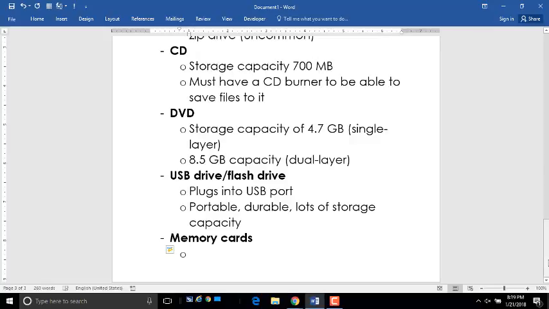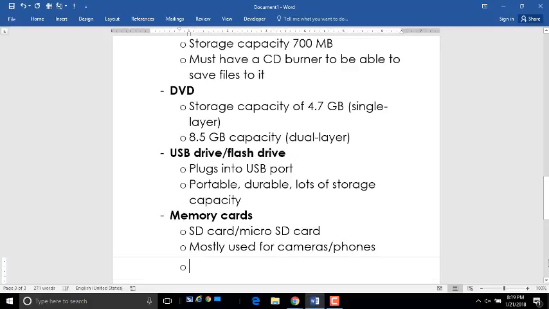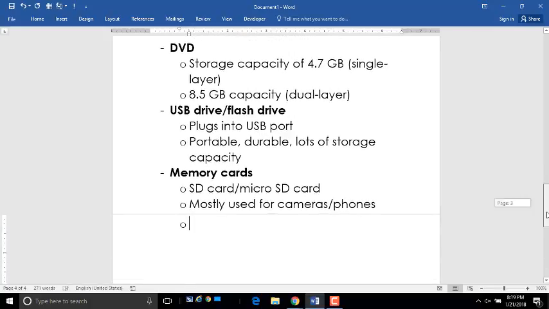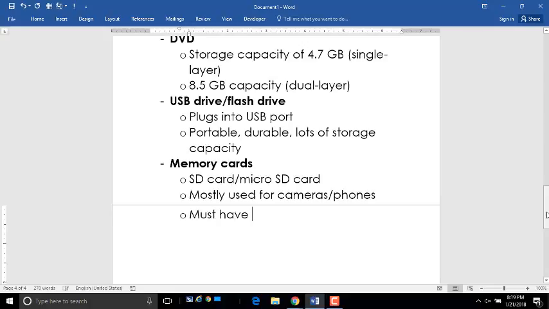And so two types of memory cards that I'm going to have you list is just an SD card. That's the larger one. That's what you would see inside a camera. Micro SD card, that's what you would see inside a device like a smartphone. And I'm just going to add here, mostly used for cameras, phones. And the only drawback to this is that you must have a card reader or an adapter to read on the computer.